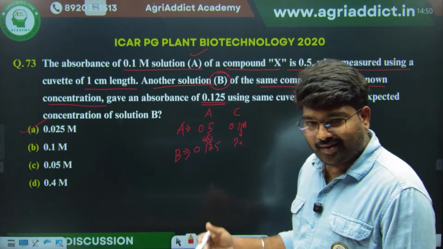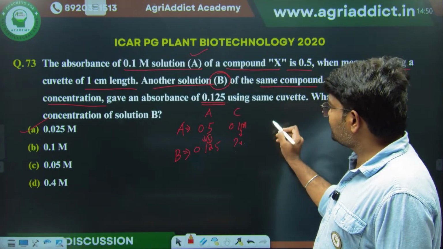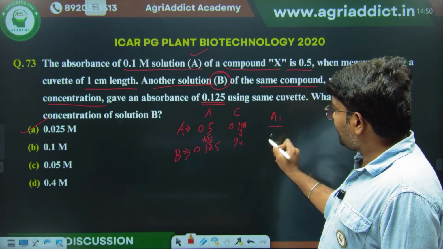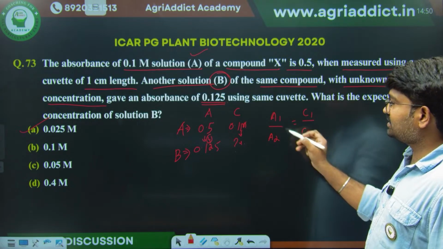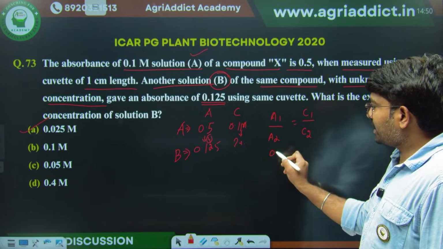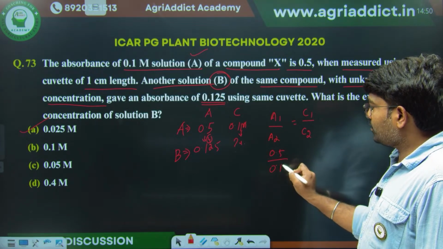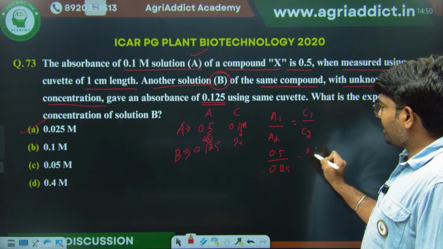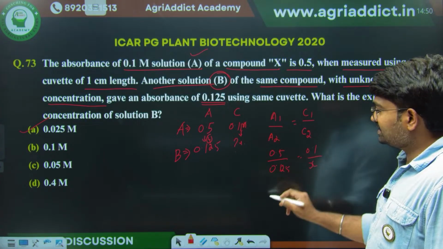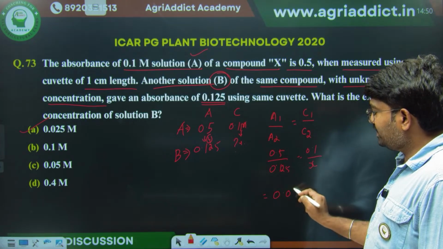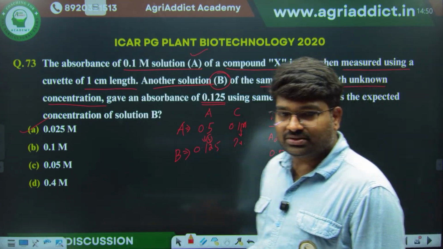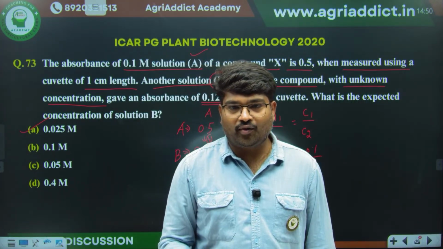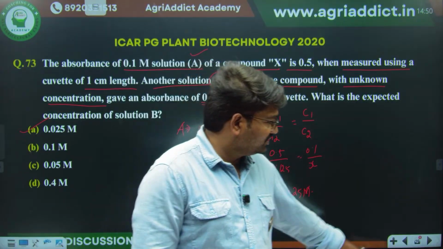Directly we can do it like this also: absorbance 1 by absorbance 2 equals concentration 1 by concentration 2. You just substitute 0.5 by 0.125 equals 0.1 by x. Just simplify that, you will get 0.025 molar. Clear? 0.025 molar will come. I hope this is clear for everyone.